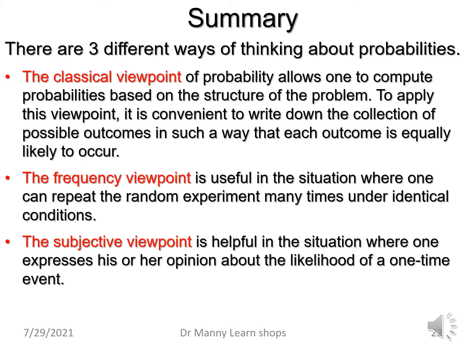So in summary, there are 3 different ways of thinking about probabilities: the classical viewpoint, the frequency viewpoint, and the subjective viewpoint. The classical viewpoint allows one to compute probabilities based on the structure of the problem. To apply this viewpoint, it's convenient to write down a collection of possible outcomes in such a way that each outcome is equally likely to occur. The frequency viewpoint uses a situation where one can repeat the random experiment many times under identical conditions. The subjective viewpoint is helpful in the situation where one expresses his or her opinion about the likelihood of a one-time event.